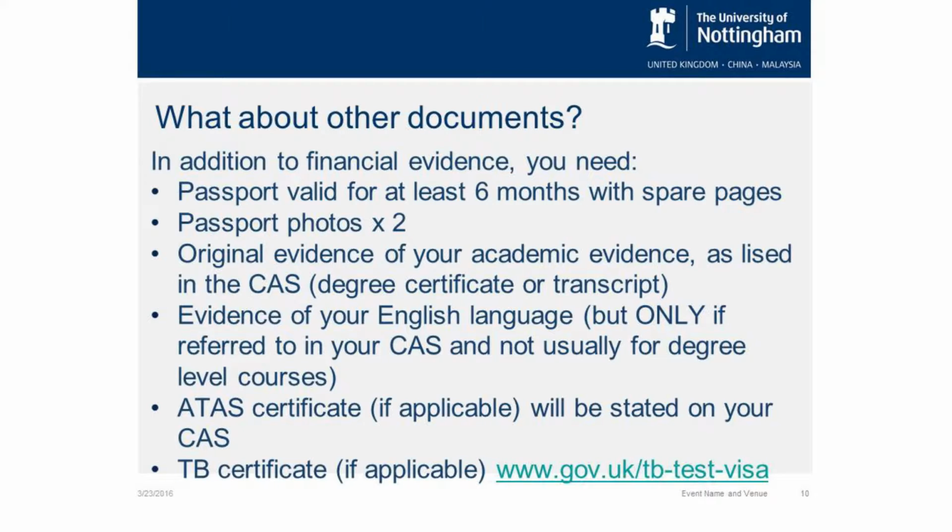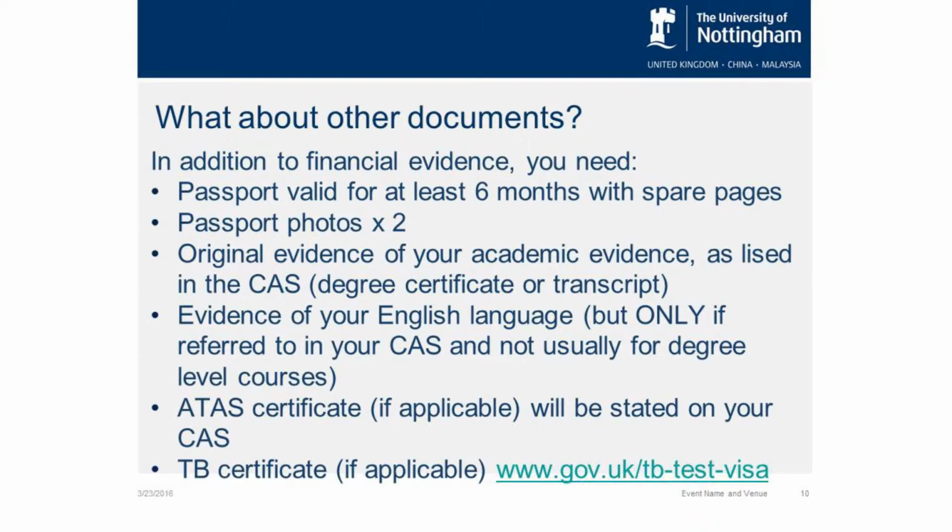You will be asked for photographs of yourself, so 2 passport-sized photographs that you've not used before, and you will also be asked for original academic evidence of your qualification, and that is referred to in your CAS. So you'll know what you need to provide because you will look at your CAS, so that will be your academic evidence. In some cases, you may be required to show evidence of your English language ability, but that is only where it is referred to in your CAS.